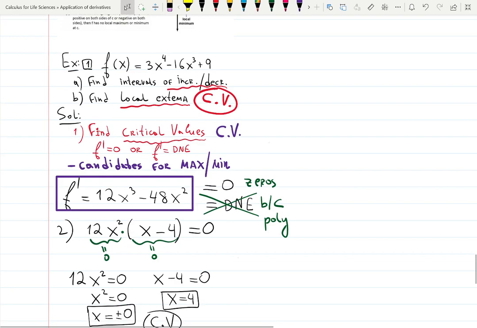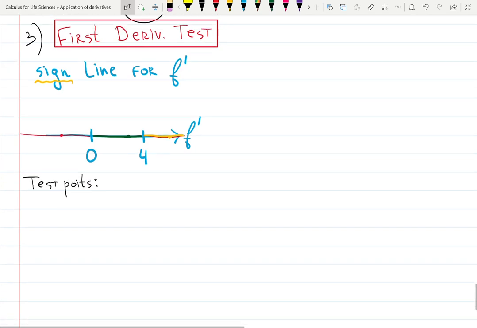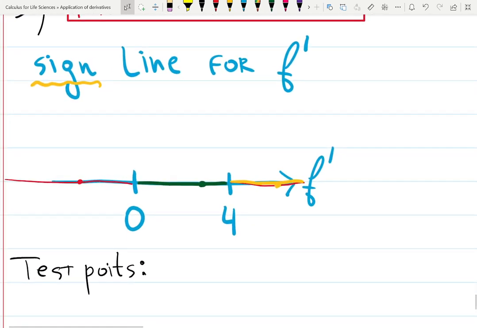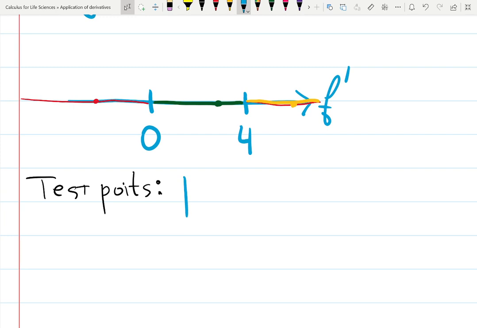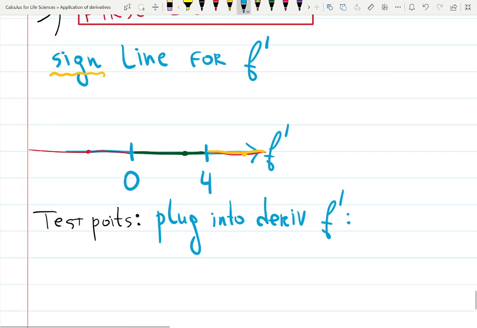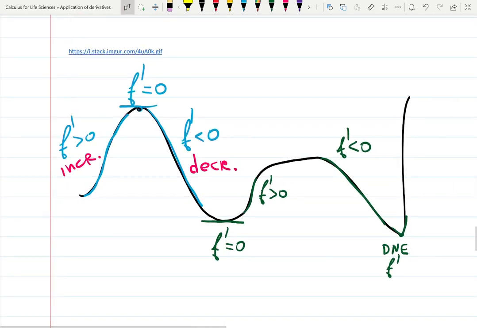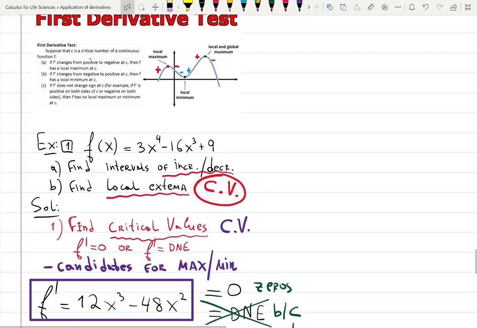So I have lots of stuff written here. Where do I plug my test points? Original or the derivative? That's a good question. The derivative. And that's why I call it sign line for the f prime. Plug into derivative. And that's why it's called sign line of the derivative. Because if the derivative is positive, the original function is increasing. If the derivative is negative, it's decreasing. That's why I showed you this beautiful picture and the ducky traveling, right?